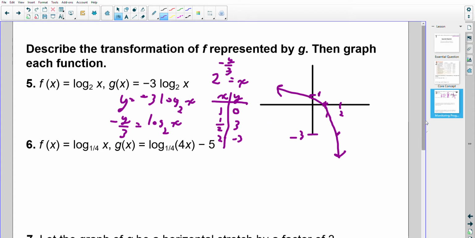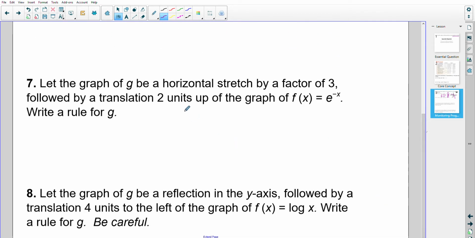Now, the other type of questions that you can have is to find out what happens with g of x if you're given information. So the first thing says it's a horizontal stretch by a factor of 3, meaning I'm going to multiply by 1/3. I want to remember it has that reciprocal relationship, followed by a translation of 2 up. So really what I want to do is take f of x and take f of 1/3 x, and then 2 up means +2.